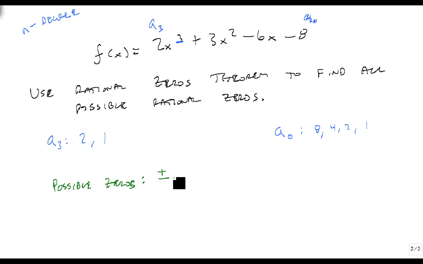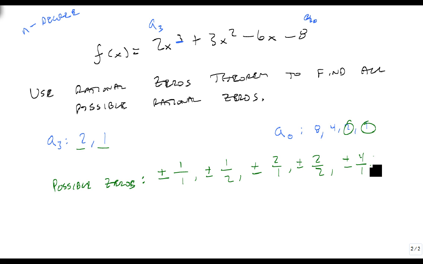And I like to start with the small ones and work up. So we're going to do 1 over 1, plus or minus 1 over 2. So that's this one now over both of these. And then plus or minus 2 over 1, plus or minus 2 over 2, and that's this one over both of these, plus or minus 4 over 1, plus or minus 4 over 2, plus or minus 8 over 1, plus or minus 8 over 2.